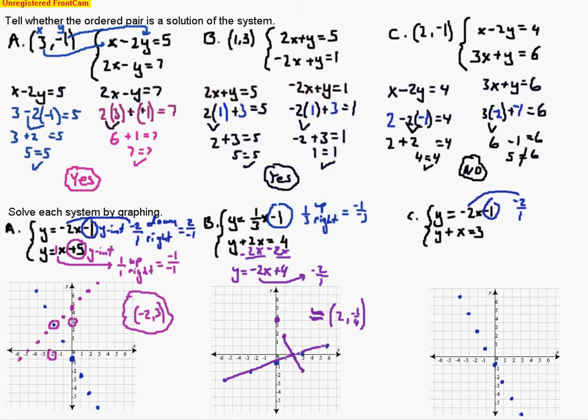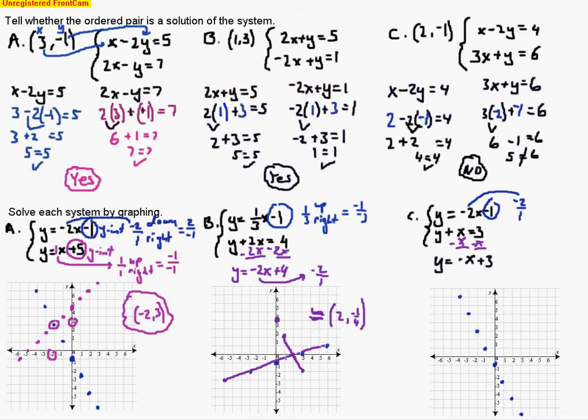Well, I've got that same scenario I did last time, where I have to get y by itself. So what I'm going to do is subtract that x from both sides. And that way, I can see the equation in slope-intercept form. So I've got y equals -x plus 3. Negative because I was subtracting x, +3 because there's no sign in front of the 3.